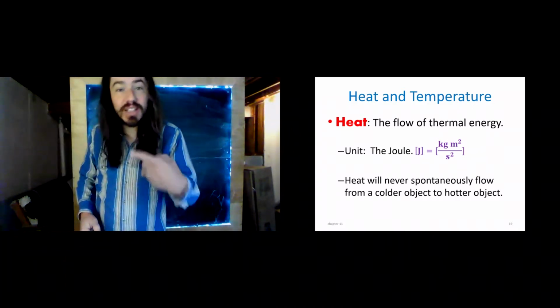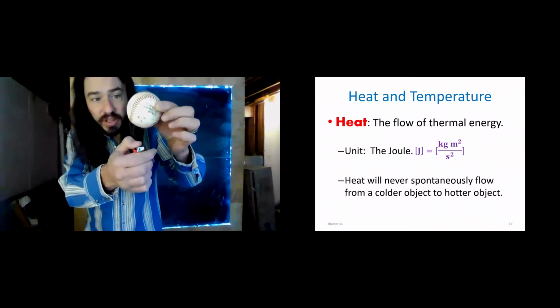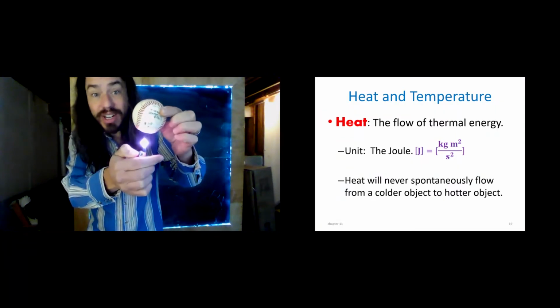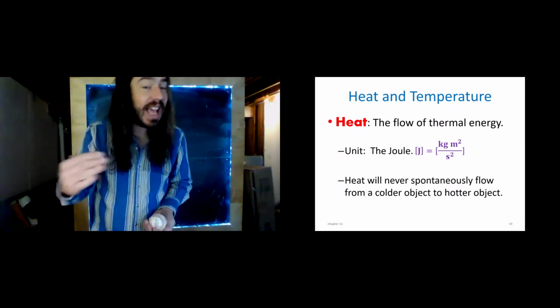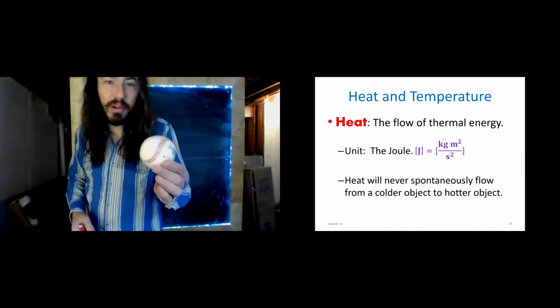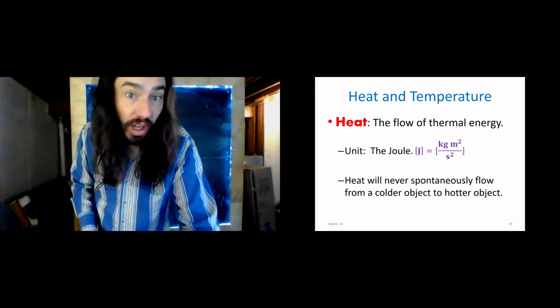Similarly, an object does not have heat, right? I can put my lighter under this ball, and I can add some heat to it, which will increase its thermal energy. It has thermal energy. It does not have heat. Heat is a transfer variable. I add heat to the ball to give it thermal energy. So heat is thermal energy on the move.